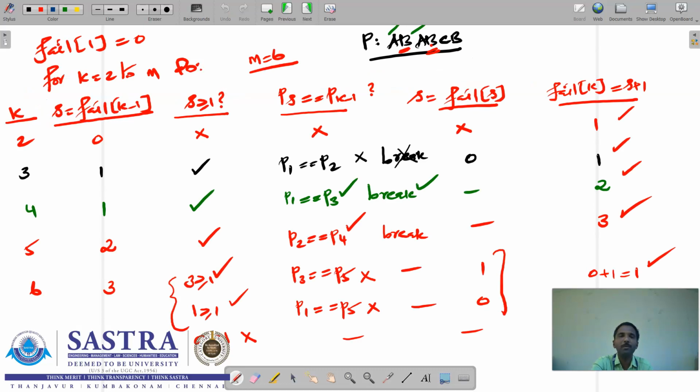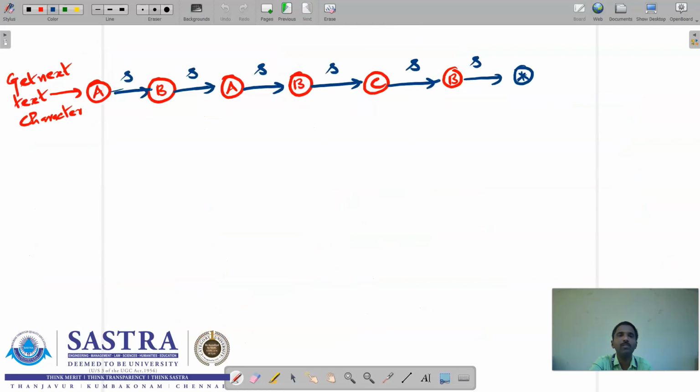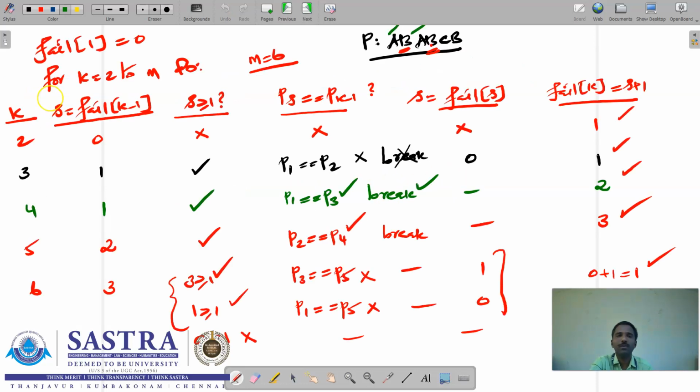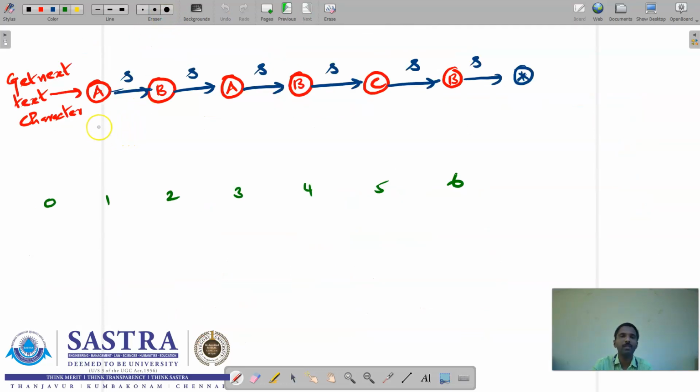The failure links are computed using the KMP flowchart construction algorithm. That should be updated in this flowchart now. Fail of 1 is 0. So marking the nodes in terms of numbers: 0, this is the first node, 1, 2, 3, 4, 5, 6. First, fail of 1 is 0. This should be represented in the diagrammatic representation.